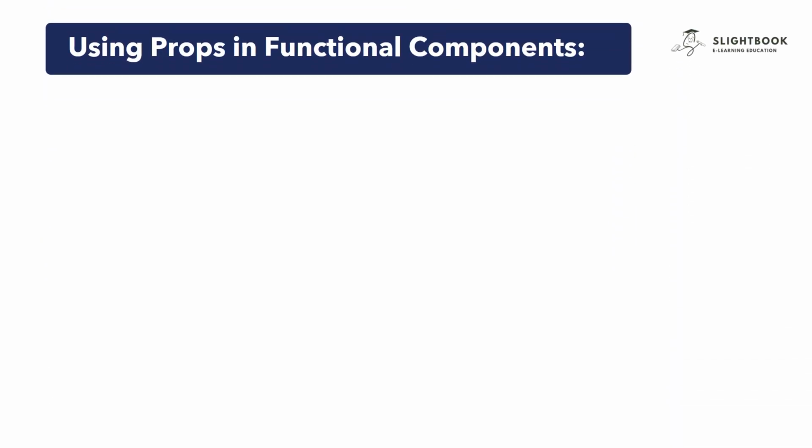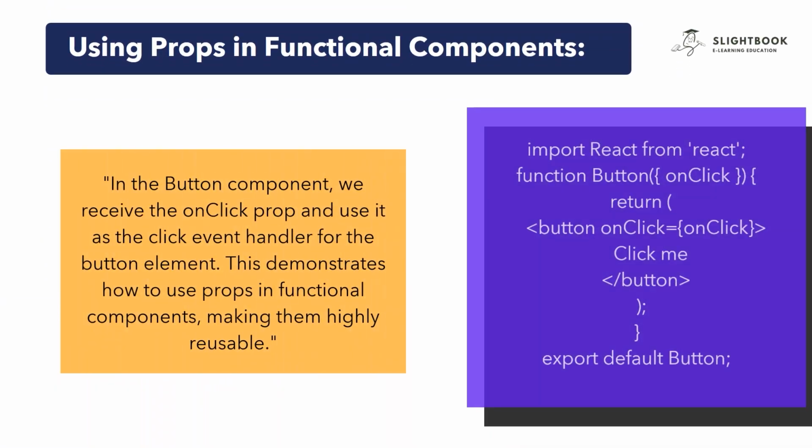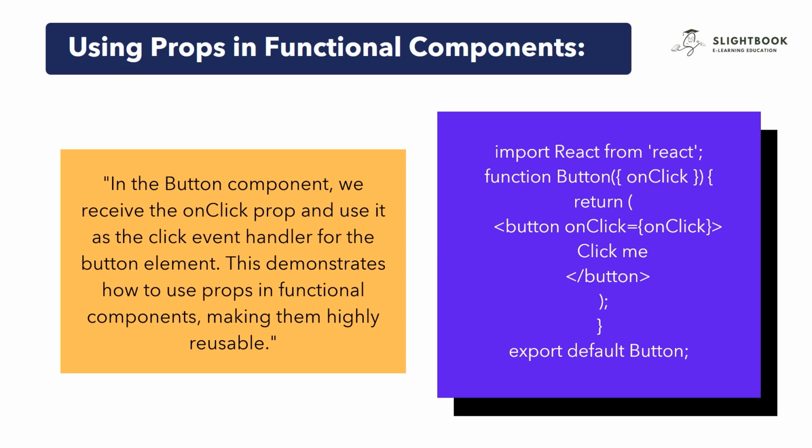Using props in functional components. In the Button component, we receive the onClick prop and use it as the click event handler for the button element. This demonstrates how to use props in functional components, making them highly reusable.